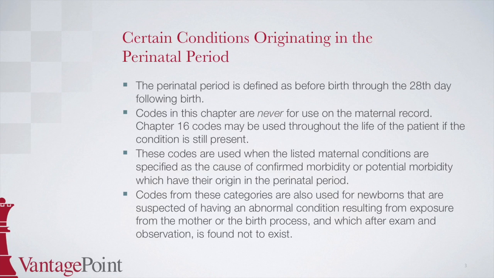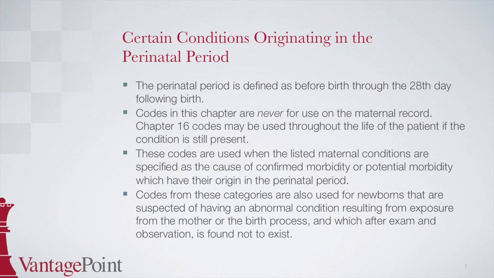The perinatal period means before birth through the 28th day following birth. I want to stress that the codes in this chapter only go on the baby's record, never the mom's record. Though these codes go on the baby's record, they may still be used throughout the life of the patient if the condition is still present. For example, code P03.2 is for newborn suspected to be affected by forceps delivery. The forceps may have caused a head injury to the baby that is treated long after the perinatal period is over.